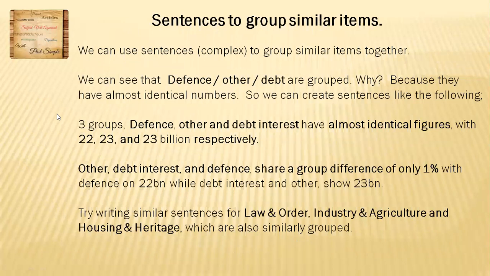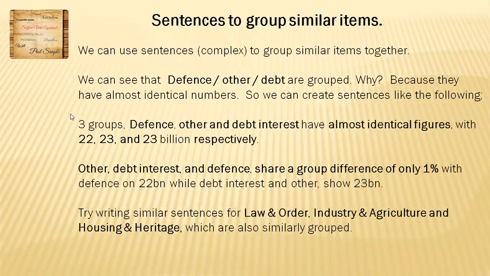Okay, so the type of sentences we use to group similar items. We could use complex sentences to group similar items together. We can see that defense, other, and debt are grouped. Why? Because they have almost identical numbers. So we can create sentences like the following. Three groups, defence, other, and debt interest, have almost identical figures with 22, 23, and 23 billion respectively.